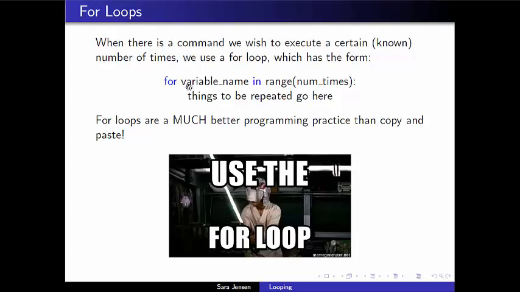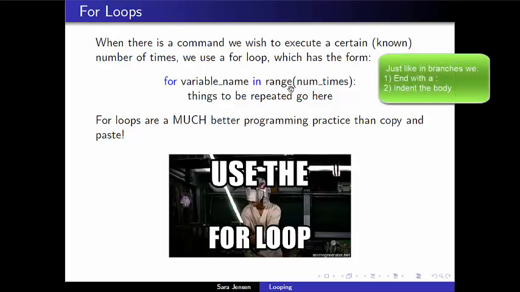Then what we'll have is a variable name. Often we use the letter i, but there's no rule for that. The variable name is followed by the reserved word in. We then also use this word called range, which is going to create for us the numbers 0 up through the number num times.